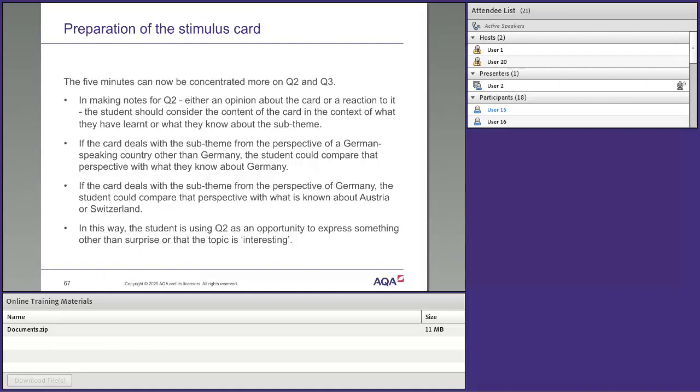So it might be statistics about marriage and divorce in Austria. They could then compare it to Germany. If the card deals with the sub-theme from the perspective of Germany, then the student could compare that with what they know about Austria or Switzerland. So straight away they're producing, using their question 2 as an opportunity to express something other than just surprise or that they find something interesting, but also they're demonstrating their knowledge of the target language countries, so that is their AO4 knowledge.